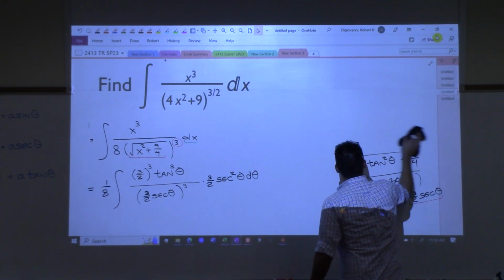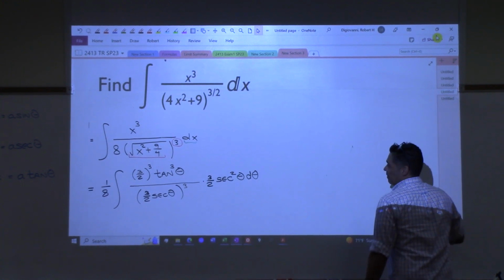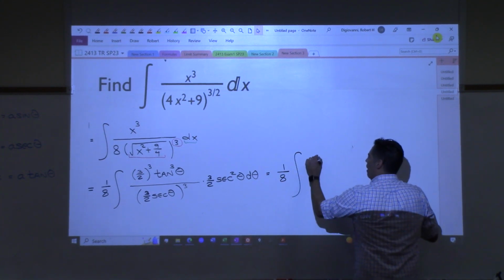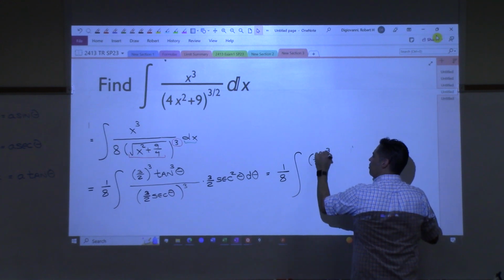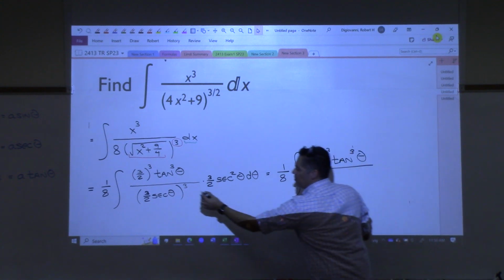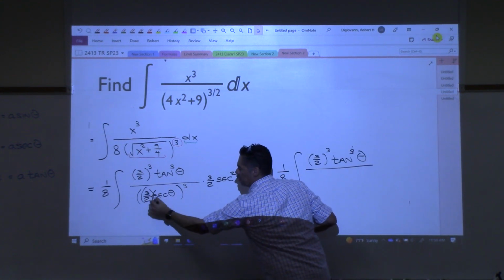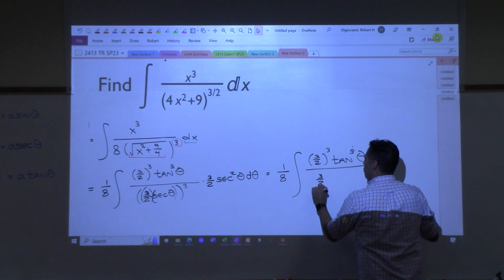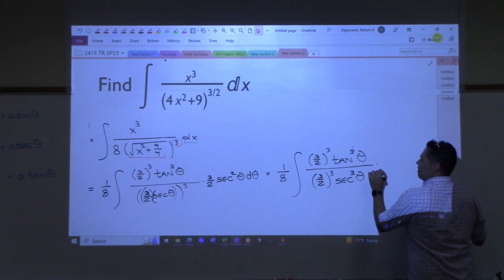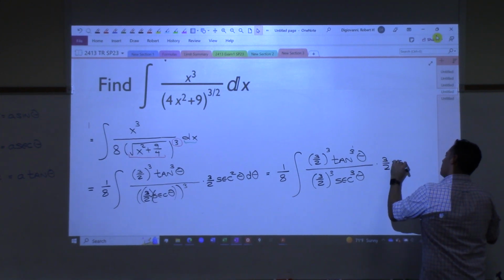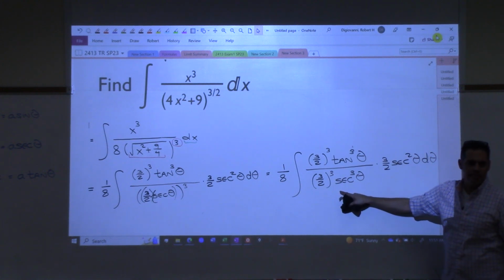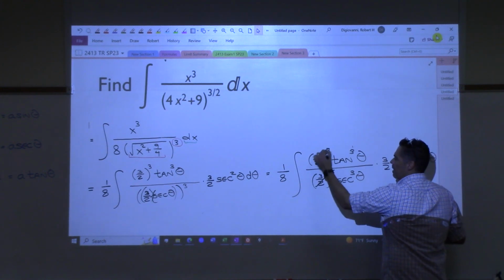All right, so now I got to clean this up. The 1/8's out here. I have 3/2 cubed tangent cubed theta over, when I cube the bottom, because there's multiplication, I'm going to cube this and cube that. So 3/2 cubed again, and then secant cubed theta. Then I still had the 3/2 secant squared theta d theta. All I did there was just rewrite the bottom. And I only did that so we could just see that that's gone, right?